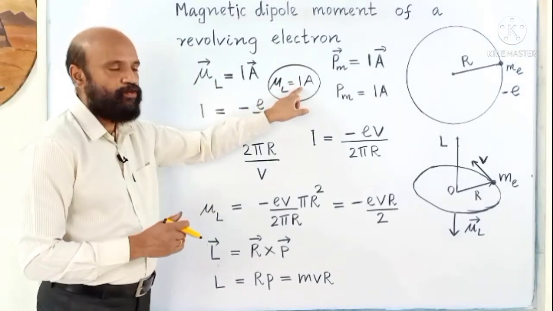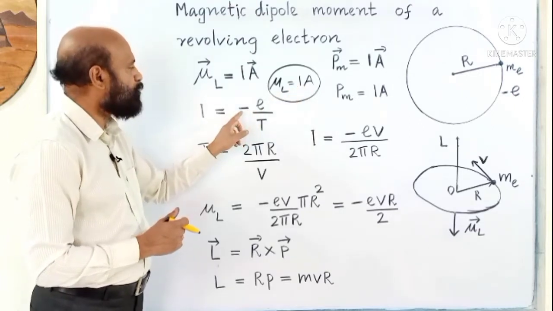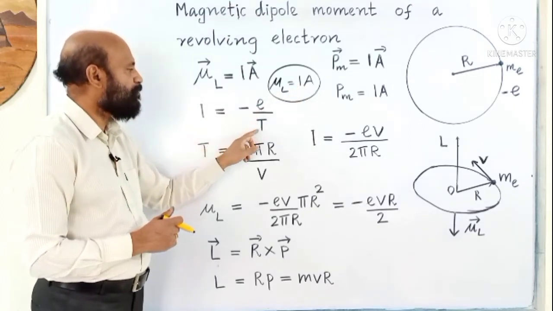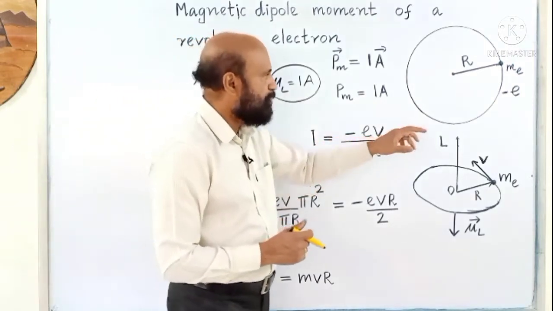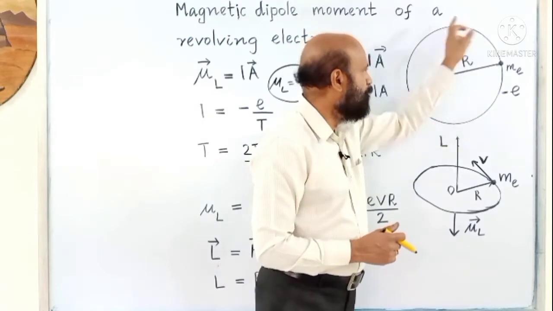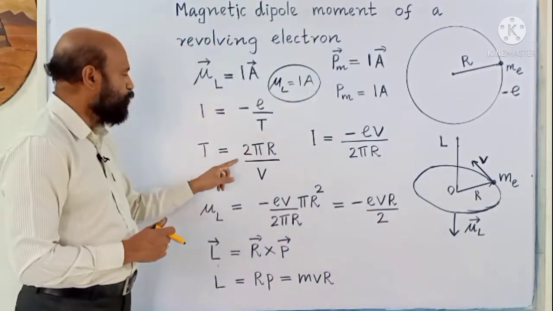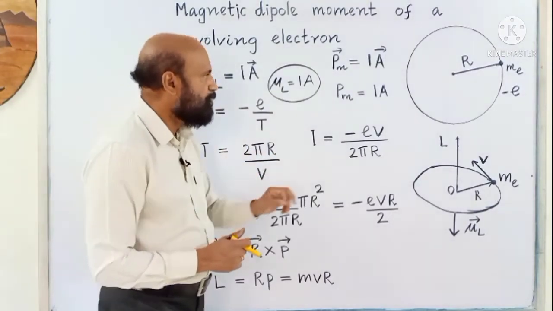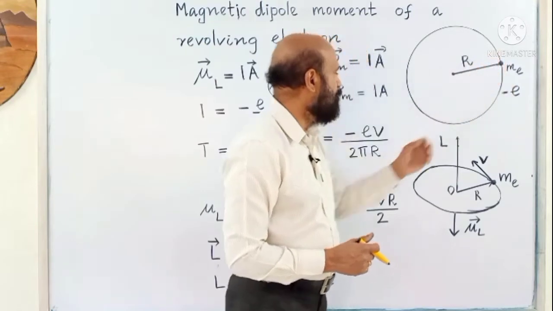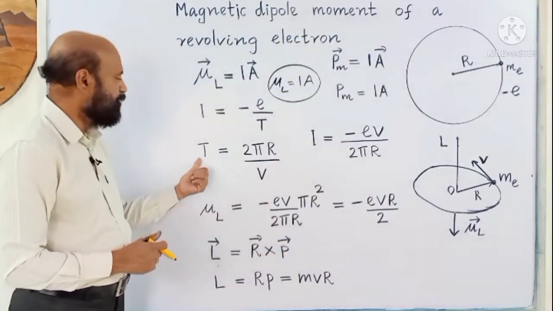Current is rate of flow of charge, so Q by T. Here, charge of the electron is minus e divided by T, where T is the period. Period is the time taken by the electron to make one revolution. Now, period T is equal to 2 pi r divided by v. 2 pi r is the circumference of this circle. You divide by the velocity of the electron, so you will get the period.